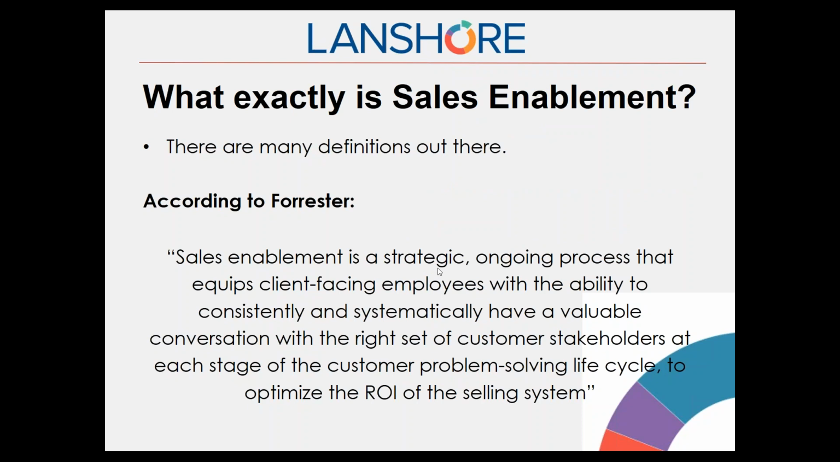So what exactly is sales enablement? There are a lot of definitions out there, and you see this definition here according to Forrester. Sales enablement is a strategic ongoing process that equips client-facing employees with the ability to consistently and systematically have a valuable conversation with the right set of customer stakeholders at each stage in the customer problem-solving lifecycle to optimize ROI of the selling system.